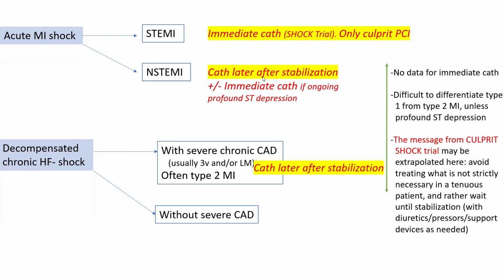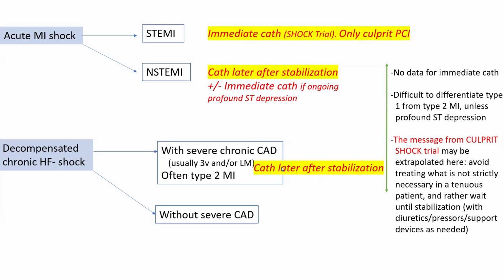Now, another important idea is in terms of management. I mentioned the first caveat is those two tend to be overlapping. And the second big caveat is the only condition or subtype where we know immediate catheterization and revascularization works is STEMI shock. This is based on the SHOCK trial published in 1999 and subsequently the CULPRIT-SHOCK trial that only culprit PCI is what improves outcome, not doing multi-vessel PCI. So this is a group that benefits from immediate cath.